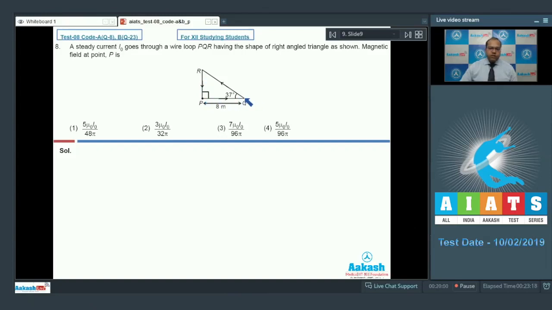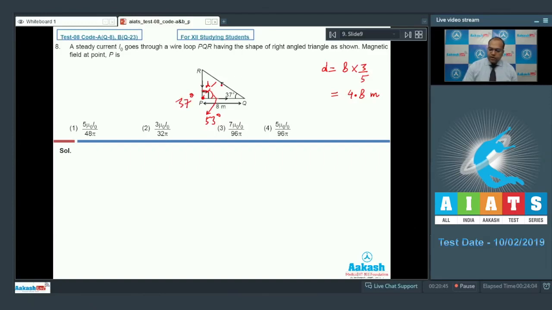Now I have to find out the magnetic field due to this current carrying wire at point P. In order to find this, let me drop a perpendicular from point P to this wire and let this distance be d. Then d is equal to 8 sine 37 degrees. Sine 37 degrees is 3 by 5. So it is equal to 4.8 meter. Now these endpoints make an angle, here it is 53 degrees and this angle is 37 degrees.